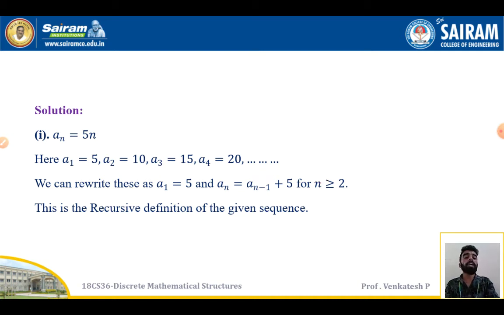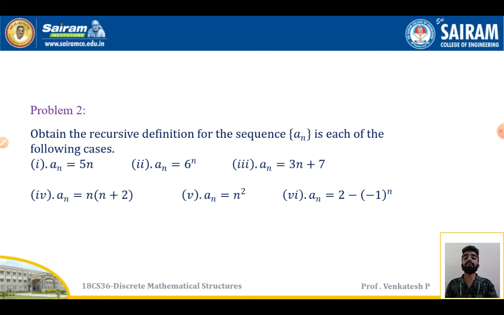If I replace n is equal to 2 here, I will be getting a2. a2 is equal to a1 plus 5. a1 is already 5, so I will be getting the a2 value. Same thing, for n is equal to 3, I will be getting a3. a3 is equal to a2 plus 5. a2 is 10, so I will be getting 15 here. So this is called the recursive definition of the given equation. Okay. So next one.